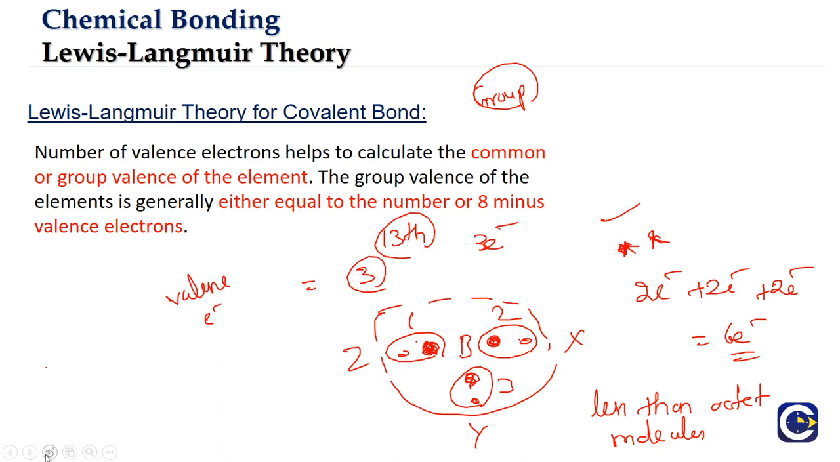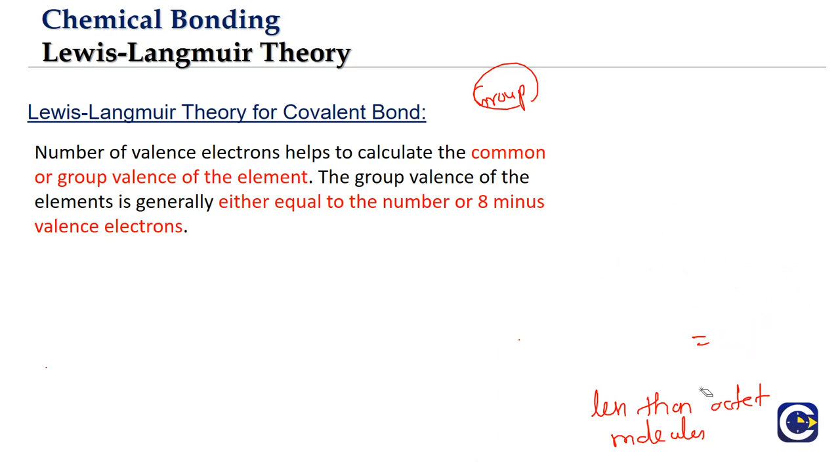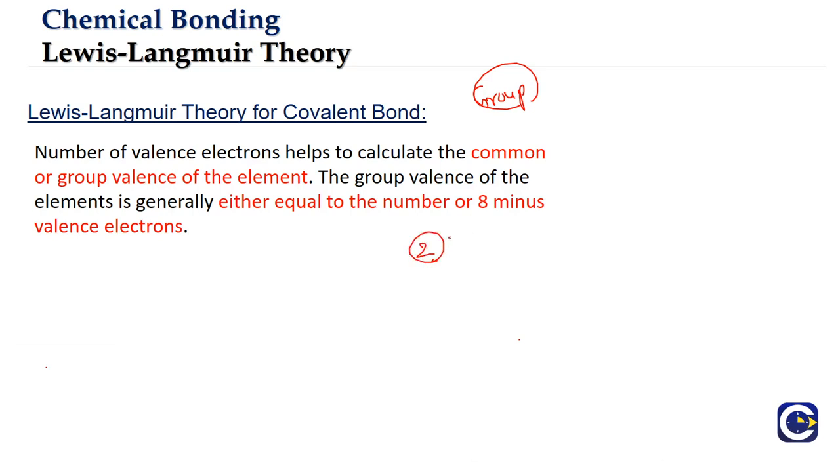Now let us look at the case of the second group, because we are looking at representative elements. Representative elements means first group, second group, then 13th through 17th. S block and P block excluding the inert gases. So let us talk about the second group. Second group means we have beryllium, magnesium, calcium, strontium, barium and radium.